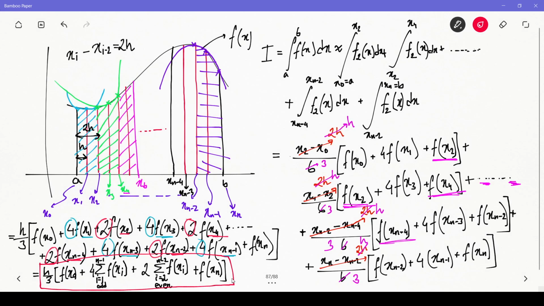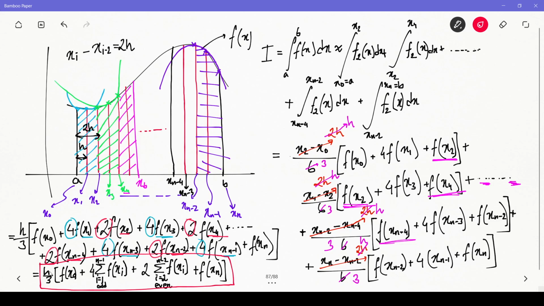This whole thing over here, inside this red box, is our formula for the multi-segment Simpson's 1 by 3 rule. Okay, understood? Fine. So what do we need to know in order to apply this formula?